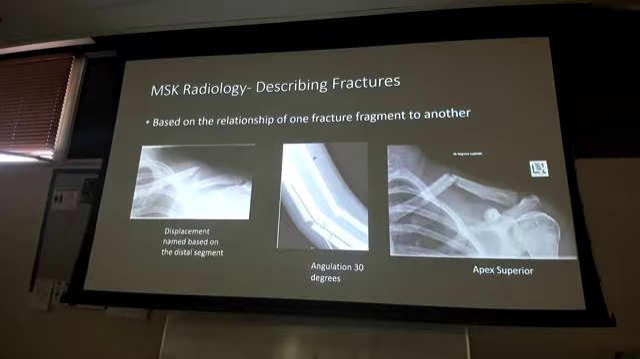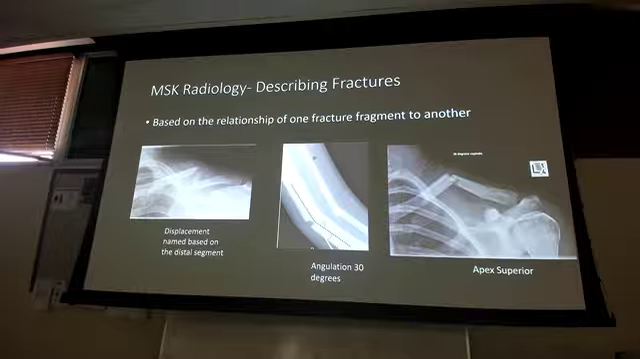Alright, other fractures. Clavicle, we talked about this, right? We named the displacement based off of the distal segment. So, this here is 3 pieces, so it's a comminuted fracture, right? And so I would name this as inferior displacement. The bone is not lined up the way it's supposed to be. It's been displaced which way? Inferiorly, because the distal segment is lower than the proximal segment. That makes it an inferior displacement.